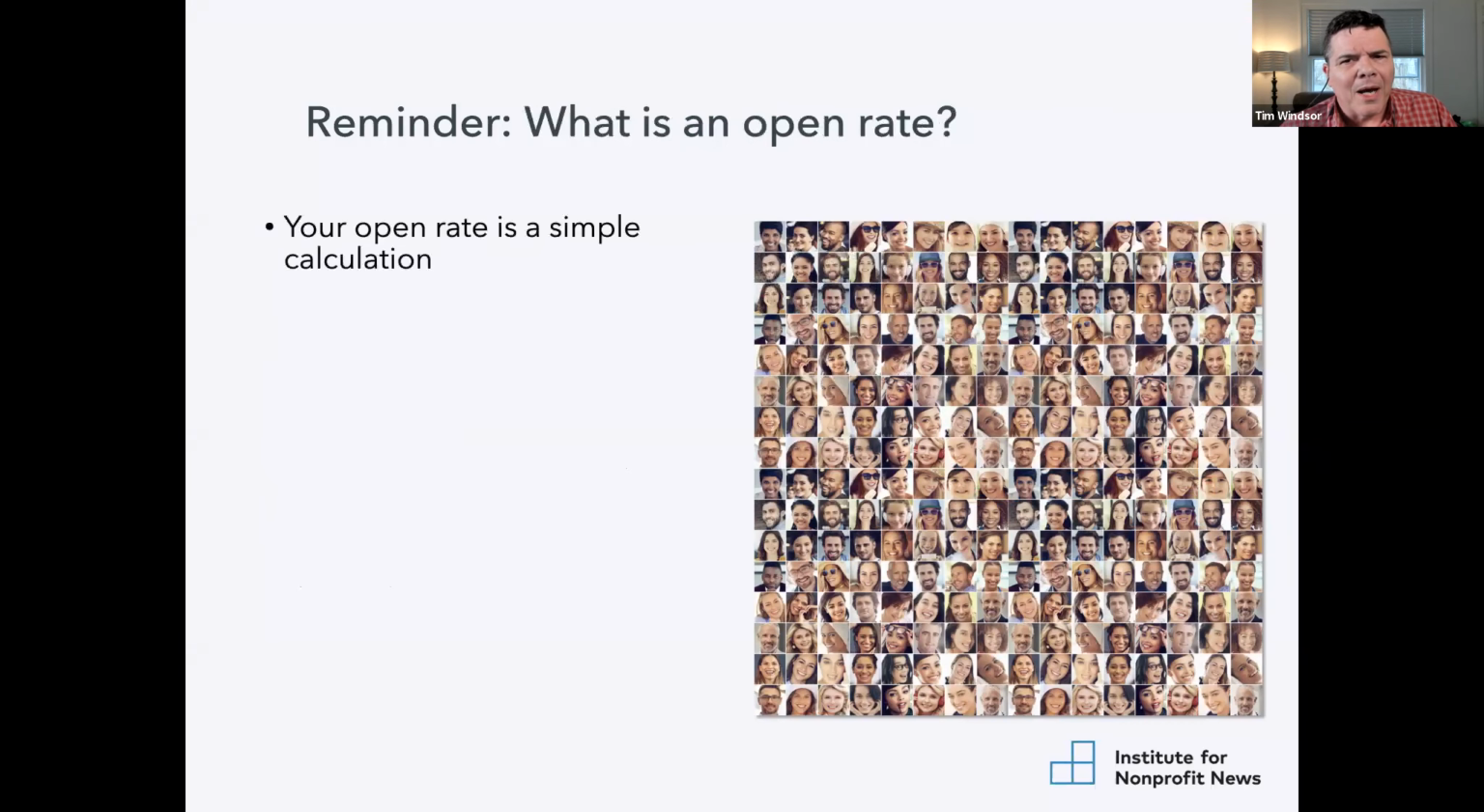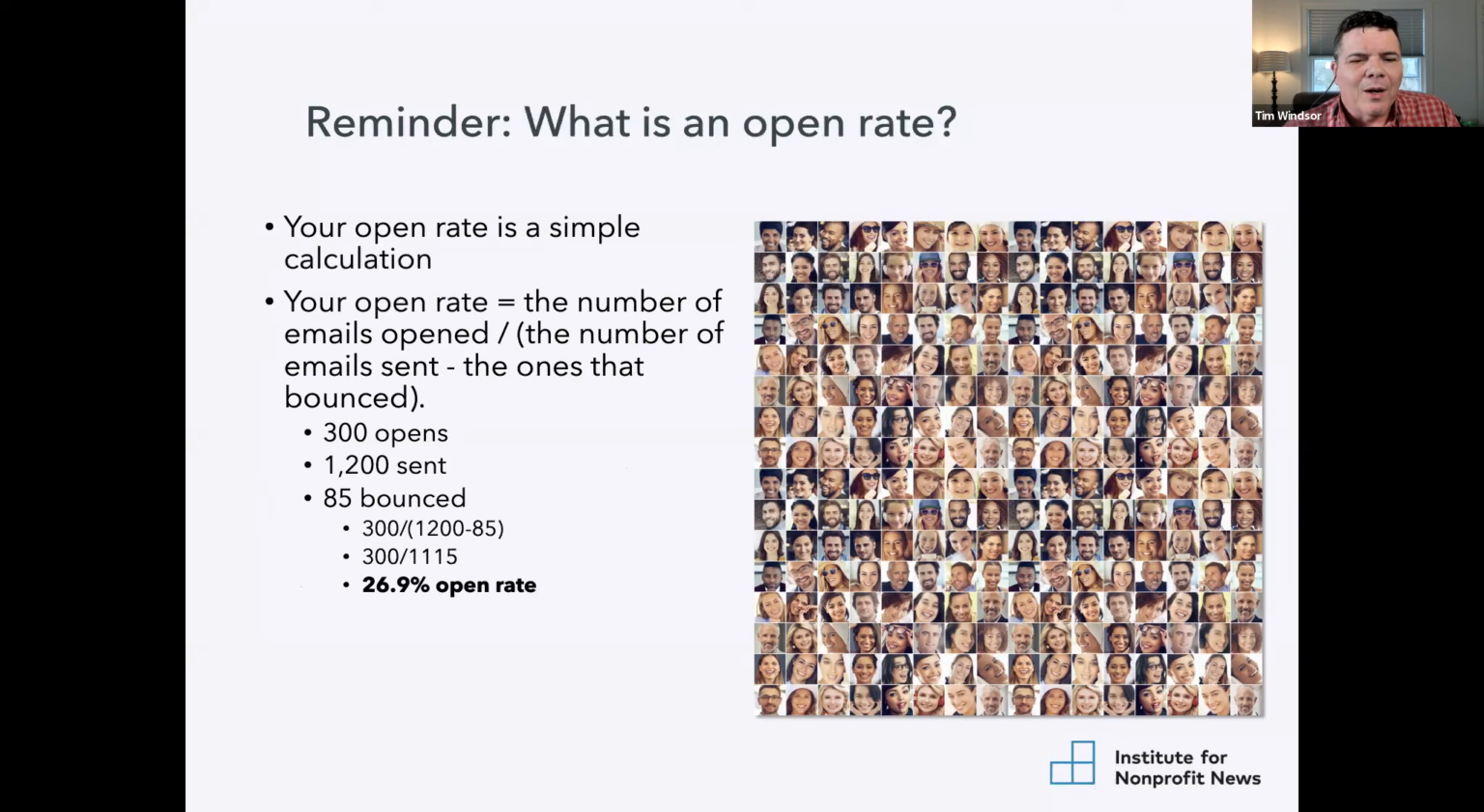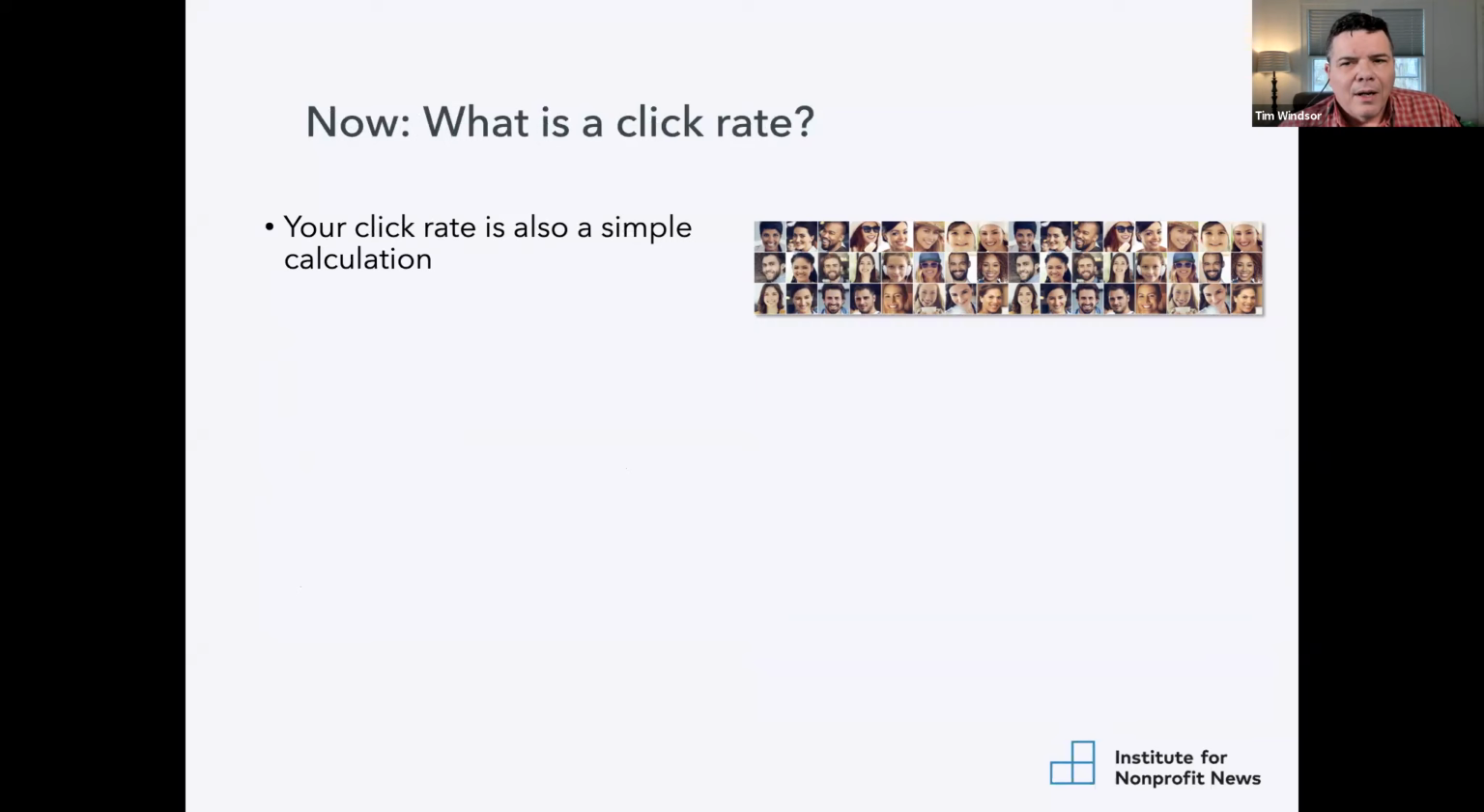So quickly, a reminder, we talked about what an open rate is. It's just a simple calculation. How many of these did you send out? How many were actually delivered properly, and how many people opened them? For instance, if you had 300 people open on a 1,200 email send, that comes to a 26, almost 27% open rate. Just so we're based in the same math here.